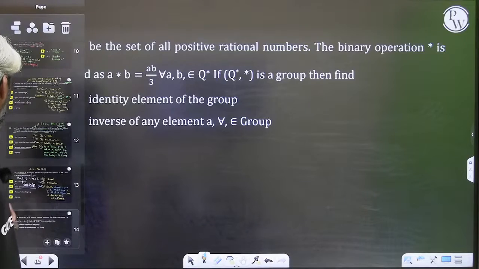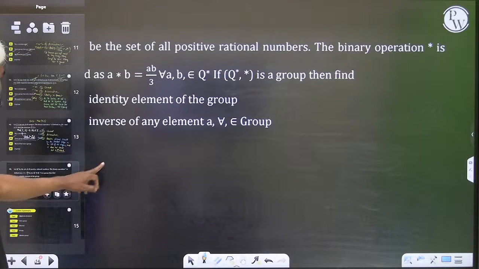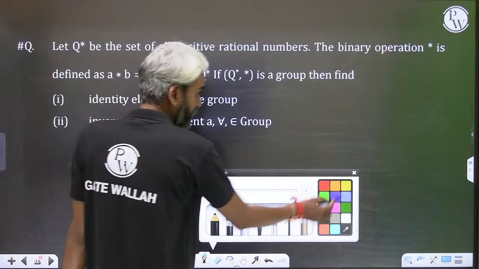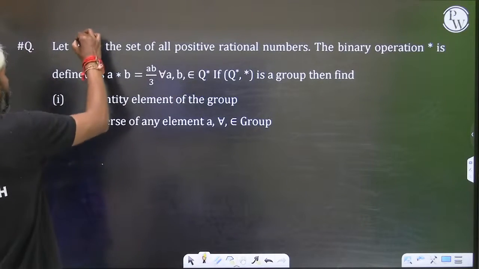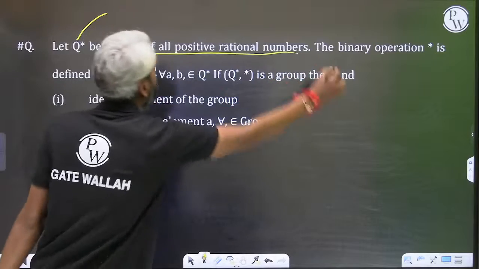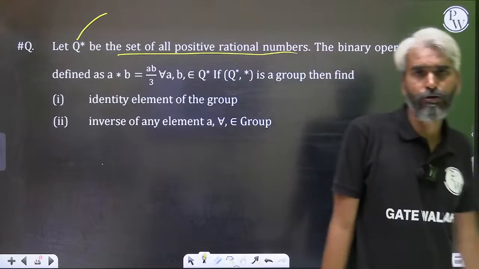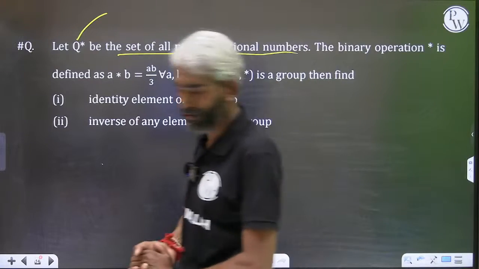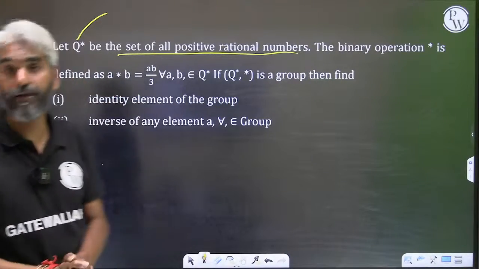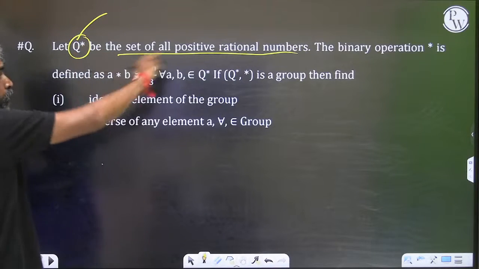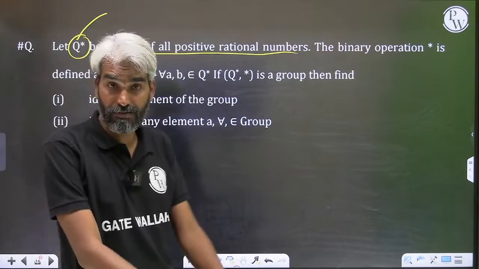Perhaps the last one. The last question. Look at this. Sir, let Q asterisk be the set of all positive rational numbers. So they are only positive rational numbers. We are not talking about zero. It is neither positive nor negative. We are not talking about negative rational numbers. Q asterisk in this case is defined as the set of all positive rationals.